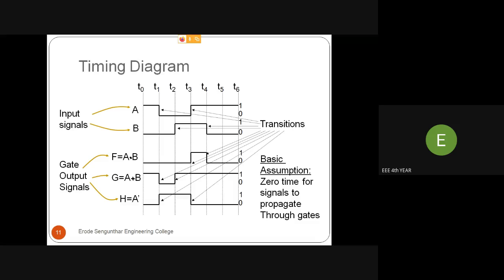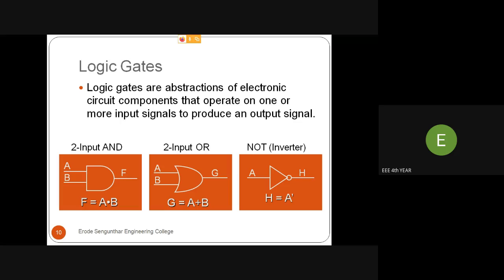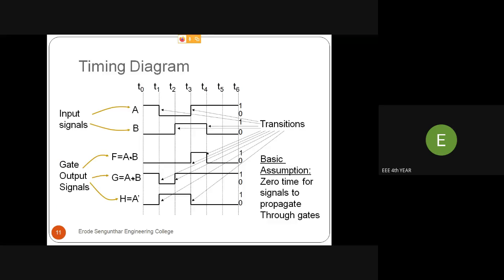Now for the AND operation, F is equal to A into B. See the previous slide, F is equal to A into B, a two input AND gate. The A input is initially high, B input is 0, so 1 into 0 is 0. Now at T1, both inputs are low, so the output is also low. At T2, B is high but A is low, so 0 into 1 is 0, and the output is also low.